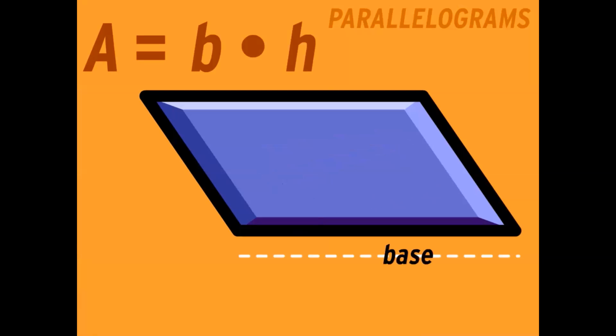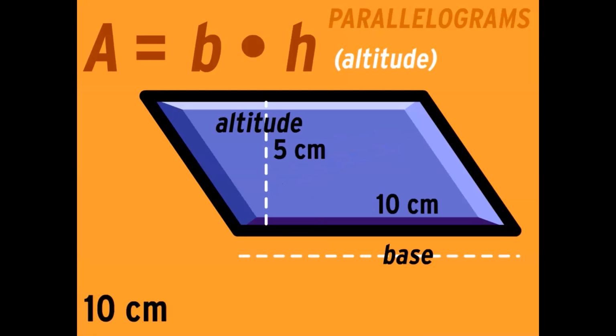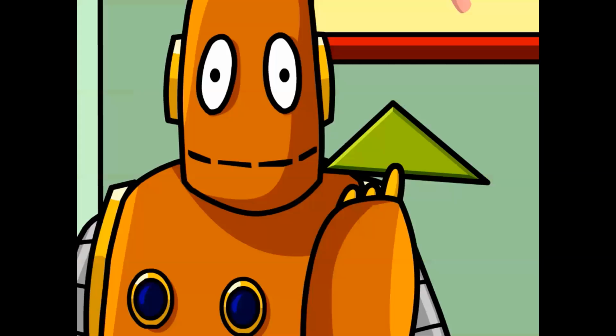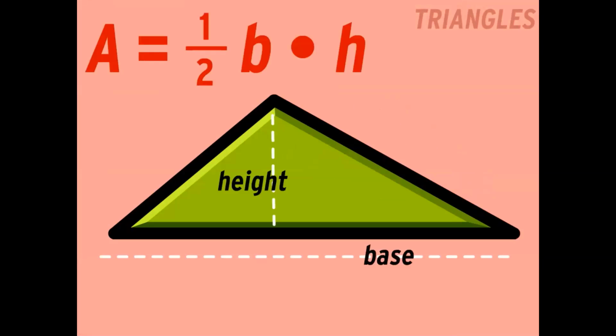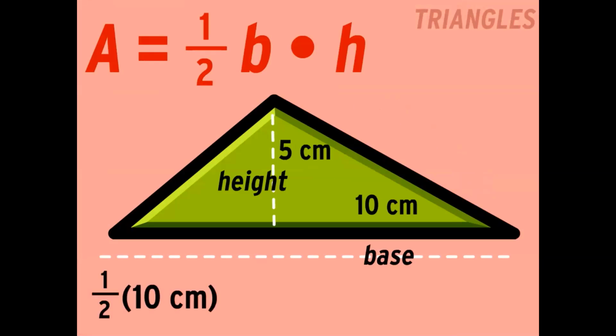The area of a parallelogram is also found by multiplying its base by its height, but there's a little twist. The base of a parallelogram is the same as the rectangle's, but the height is the length of the altitude, not one of the sides. To find the altitude, we draw a line perpendicular to the base to the highest point on the shape. The altitude of our parallelogram measures 5 centimeters, so the area of the parallelogram is 50 square centimeters, just like the rectangle. A triangle is half of a parallelogram, so it makes sense that its area would be 1/2 of its base times its height. If the base of a triangle is 10 centimeters and the height is 5 centimeters, its area is 1/2 of 10 is 5, times 5 is 25 square centimeters.